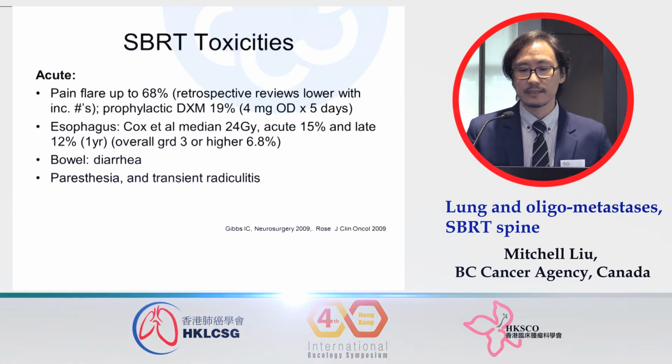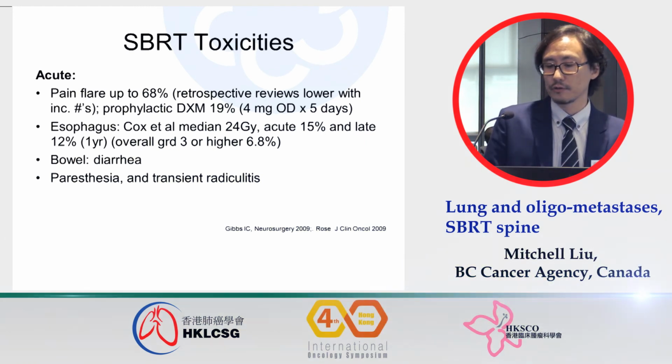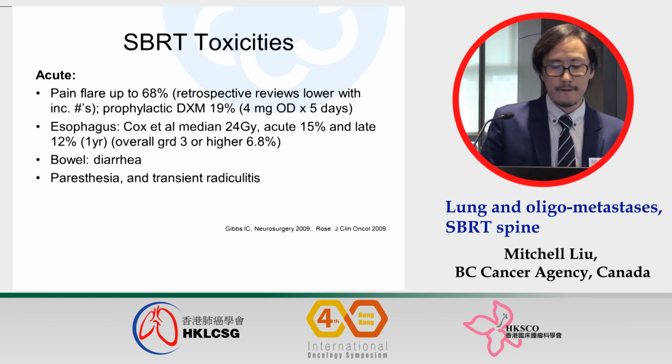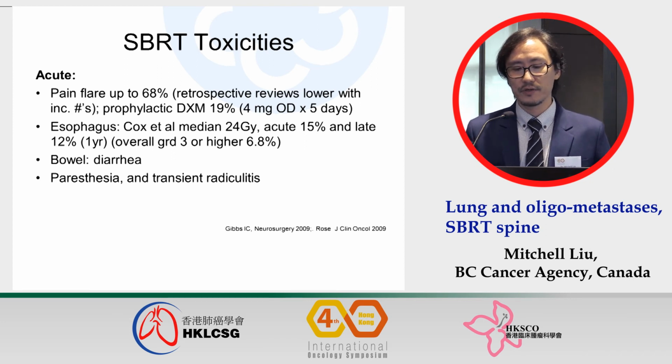In terms of toxicities, acute toxicities sometimes include pain flare, which can happen in about 2/3 of the patients, although this can be managed by giving the patients dexamethasone to prevent the pain flare. If the area you're treating is close to bowels or esophagus, beware that you have to respect those constraints in order to prevent significant toxicities. Sometimes the nerve roots get enough radiation that they have inflammation, so the patients may have transient paresthesias, but usually it's not quite concerning.